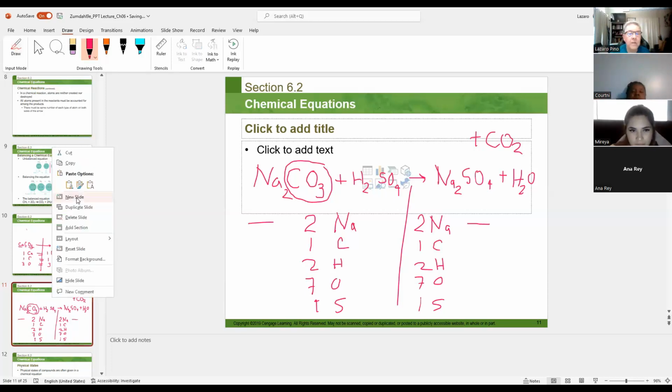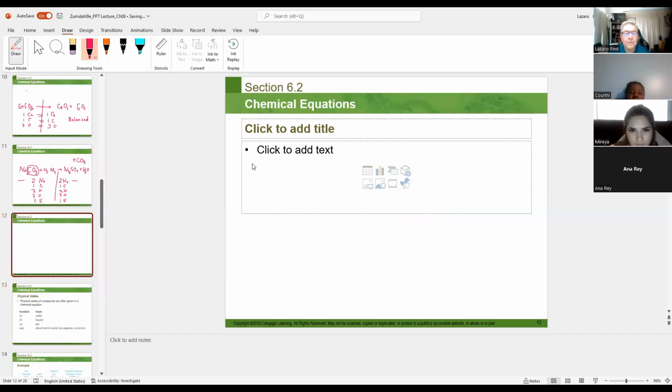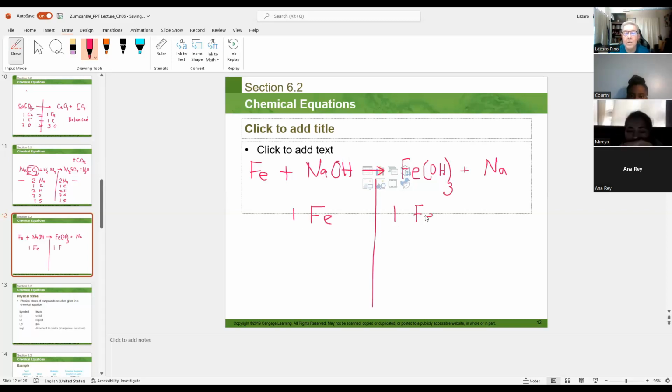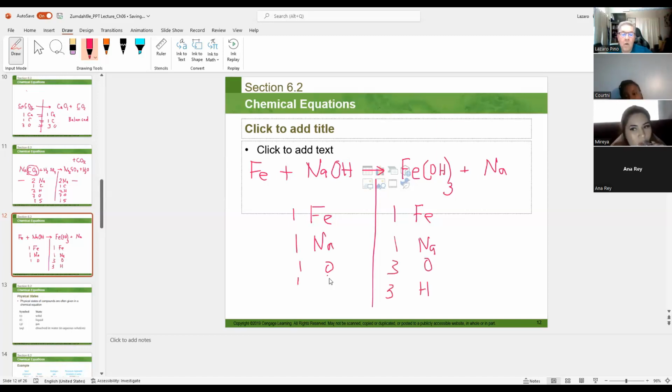Let me put a more difficult one. For example, I have here sodium hydroxide, iron. So then you make a line here. One oxygen here is affecting the oxygen and the hydrogen. Then you have to say that you have 3 and only 1 hydrogen.